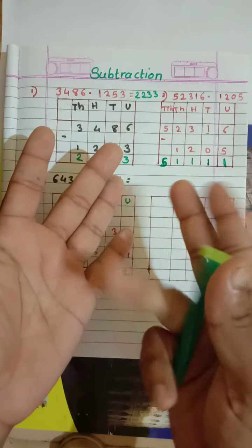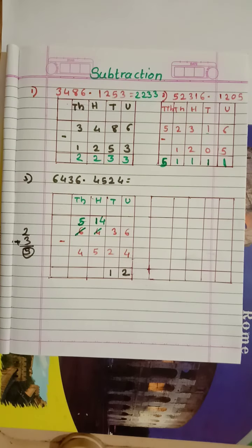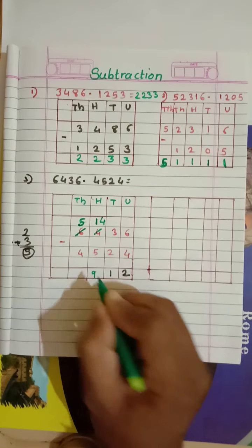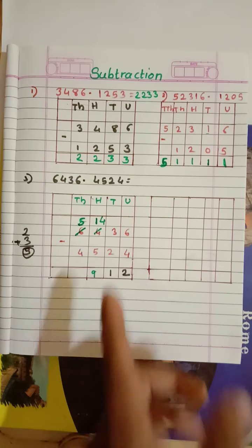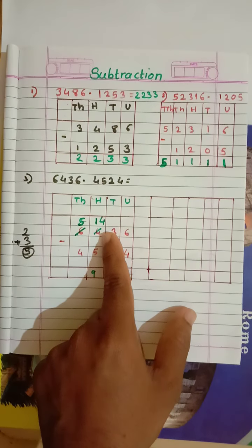11, 12, 13, 14. 9 fingers I have used. Here the answer is 9. Things become possible by borrowing. This is called subtraction by borrowing.